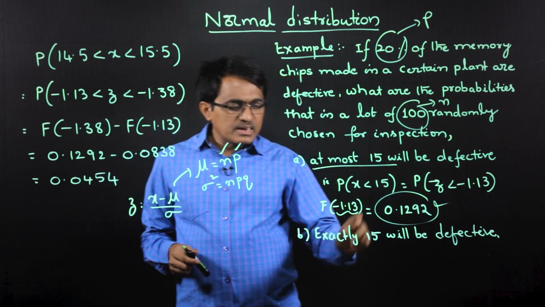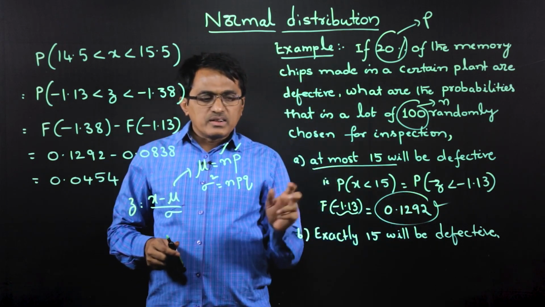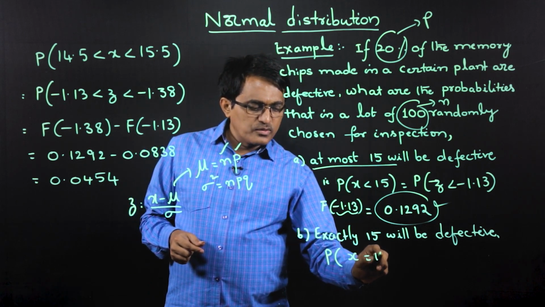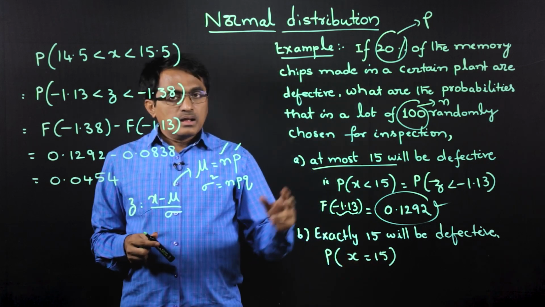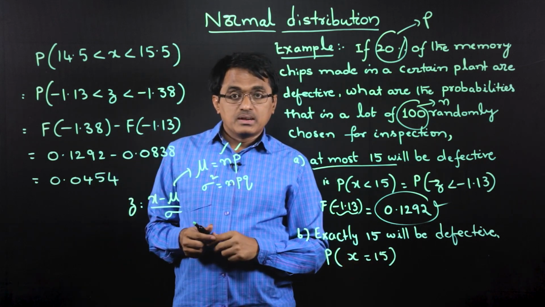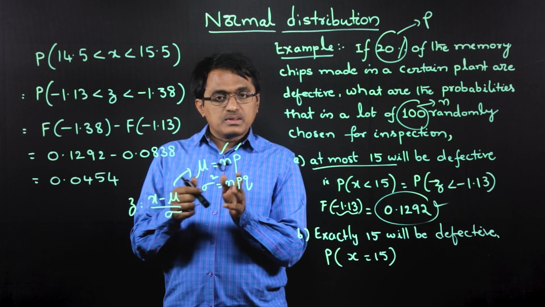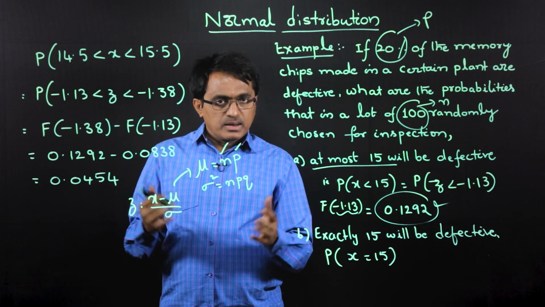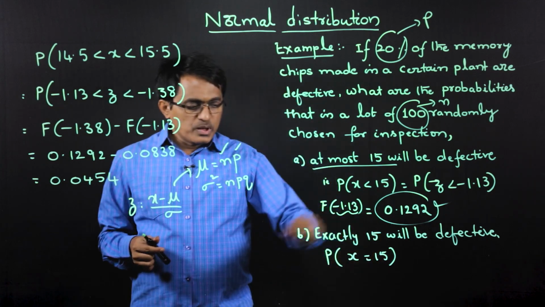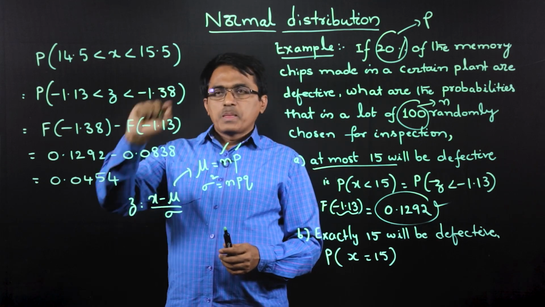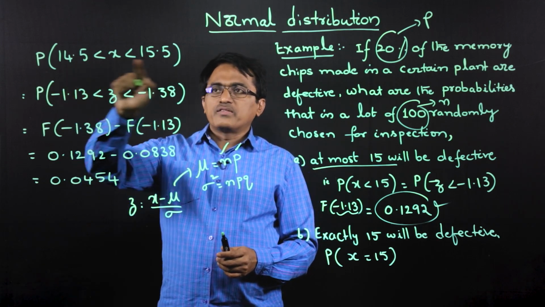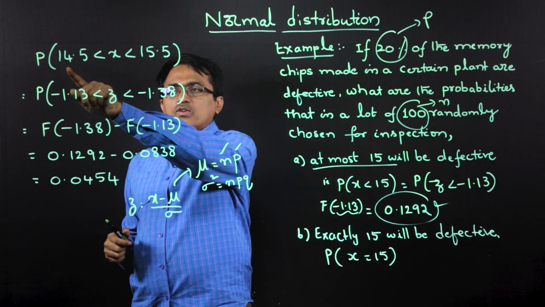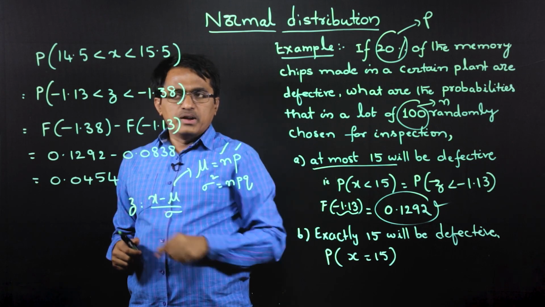And the second thing is exactly 15 will be defective. What we want to find here is P(X = 15), and here we are going to use the normal distribution. If we want to use the normal distribution, then we require the upper bound as well as the lower bound because it is an interval. So P(X = 15) is nothing but X taking values between 14.5 and 15.5. So P(X = 15) can be written as P(14.5 < X < 15.5).